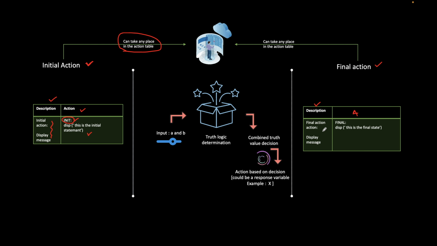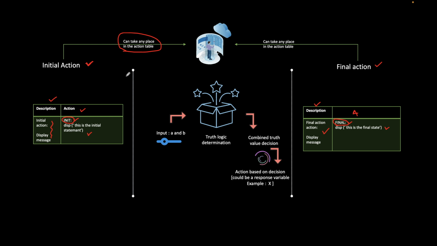In the description part, you need to type what you are trying to implement, and in the action part you need to mention final colon. The final colon keyword will tell you that this is the final action that we are going to perform once our truth table has completed all the actions based on the decisions that we have taken. So here we are just trying to display that we are at the final action of the truth table.